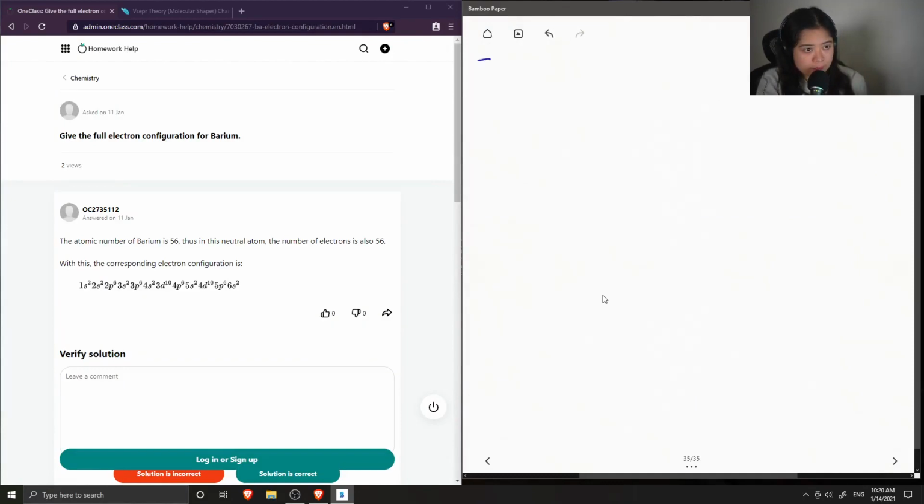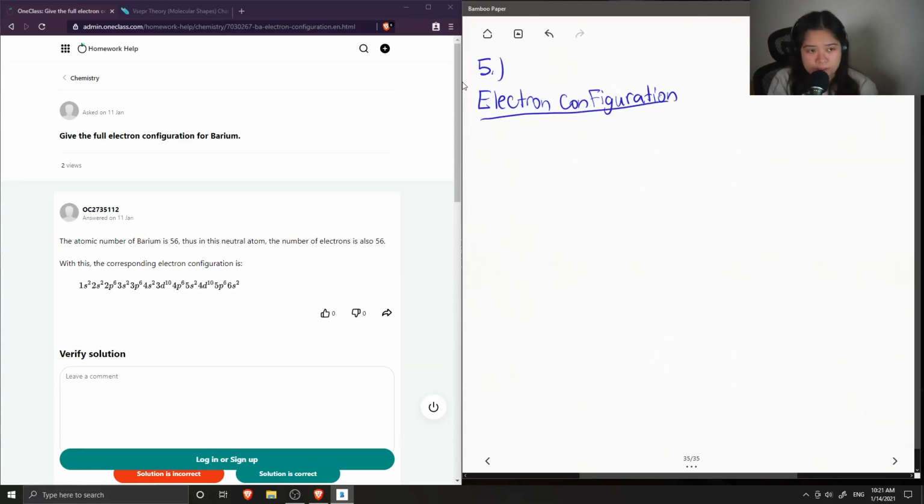Okay, so question number 5. Give the full electron configuration for barium. Okay, so when we write out electron configuration, we want to follow the following rules.